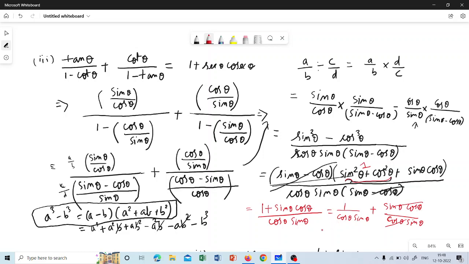So now I will write this expression as, what is remaining? If I take this both to the numerator, it will be secant theta into cosecant theta plus 1. So which is equal to RHS again. So this is very clear now, how to proceed with this problem and how to get the result required.